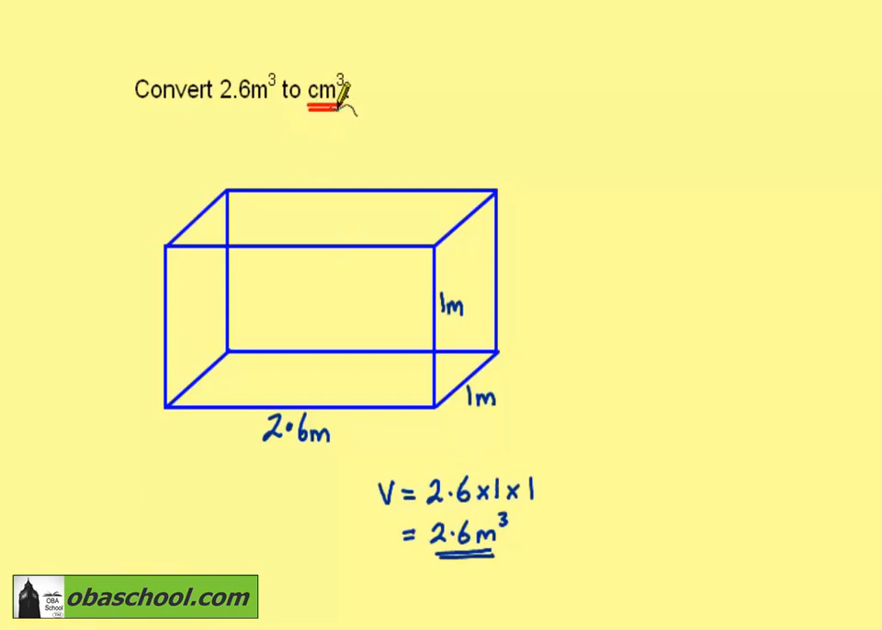We want to convert to centimeters cubed. 2.6 meters is 260 centimeters. 1 meter is 100 centimeters. 1 meter is 100 centimeters. So in centimeters, the volume is 260 times 100 times 100.